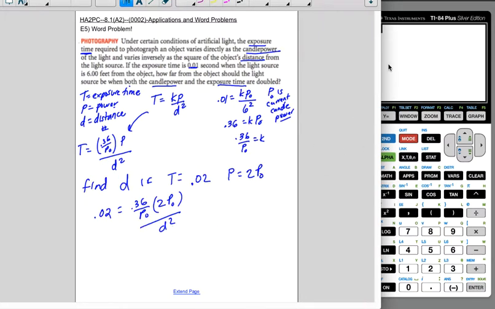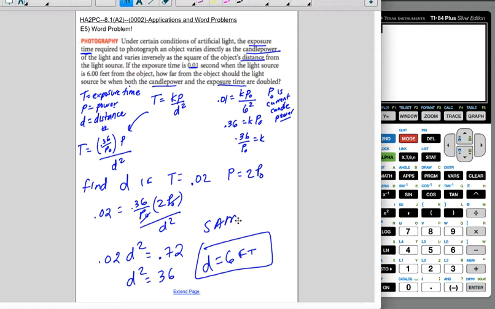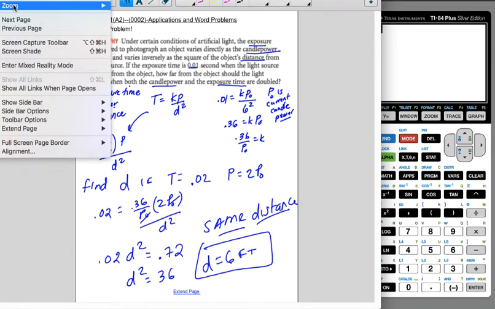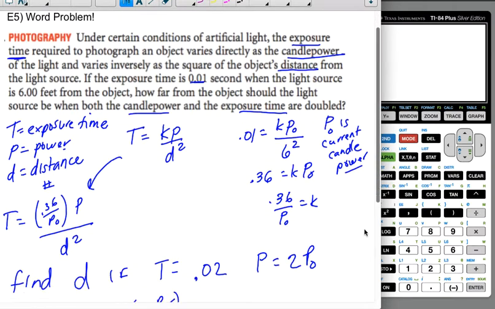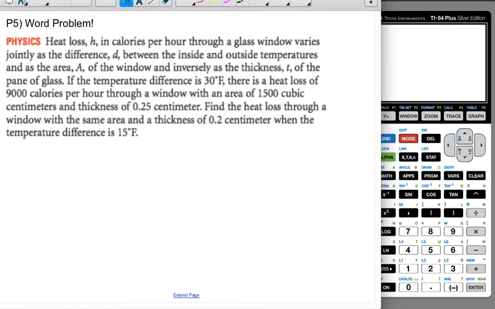And so we get 0.02 D squared equals, the P naughts cancel, and I get 0.72. So D squared is 36, because that's what happens when you divide 0.72 by 0.02. And sure enough, you get that the distance is still 6 feet, which is not super satisfying, but that's the concept. So cool. There we go. All right, so let's try another one.